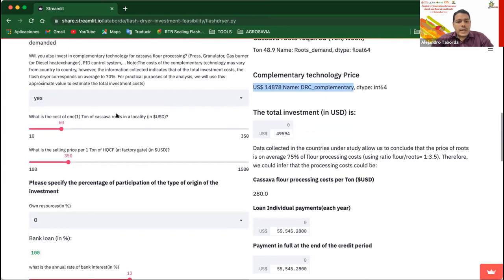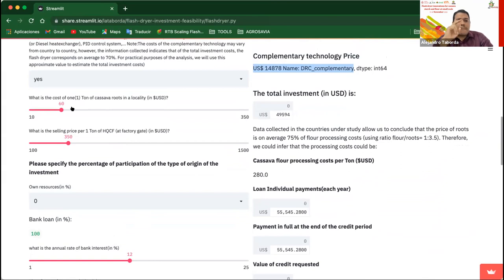Okay, so we continue with the two more important parameters that we are going to use in this assessment. The first one is the cost of the cassava roots and the selling price of the HQCF, the high quality cassava flour. So, the price per ton of cassava roots in your location, in your place, in US dollars. We use US dollars because this is a web tool that we can use in different parts of the world, so it's better if you use this currency.